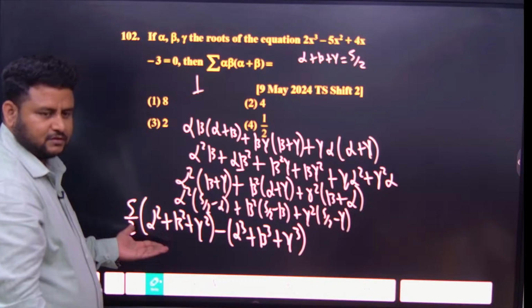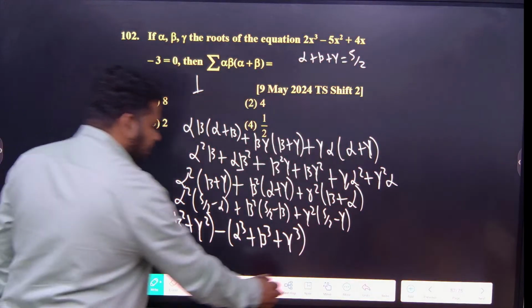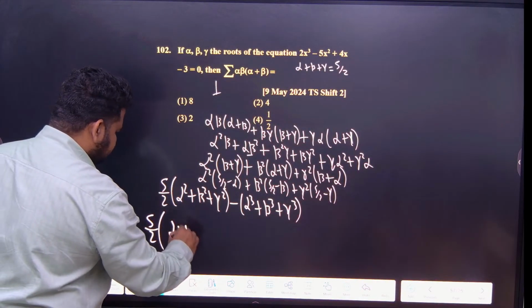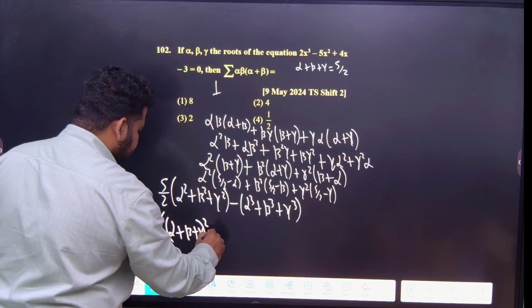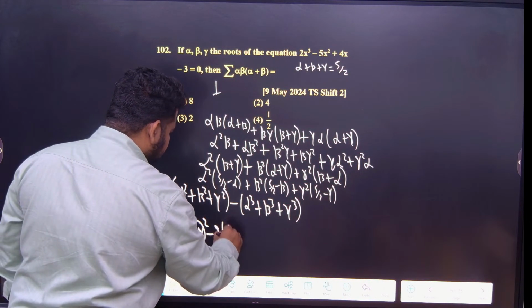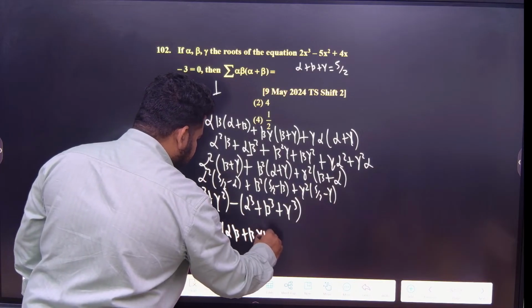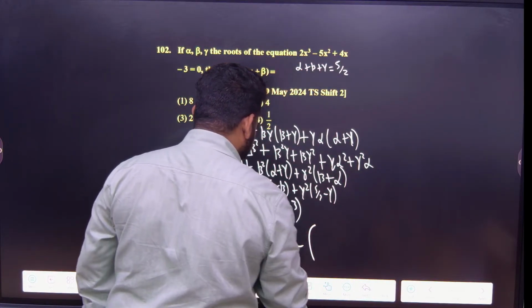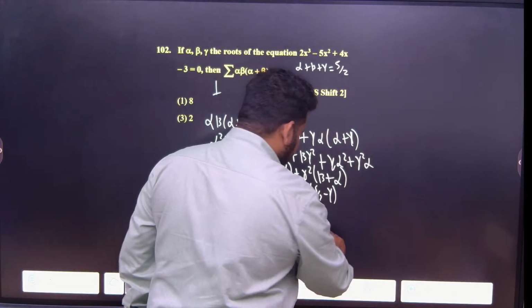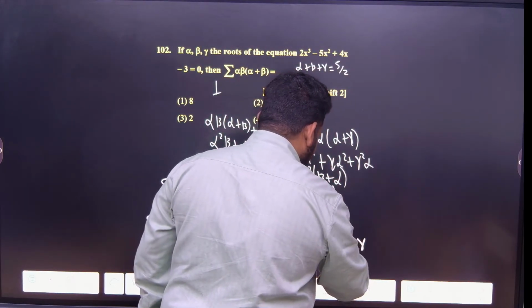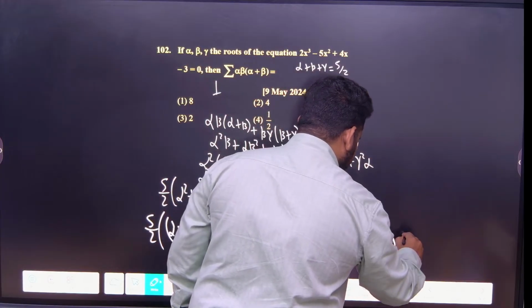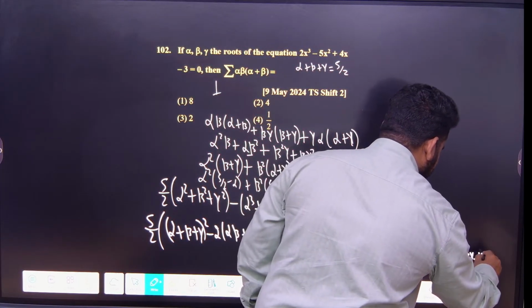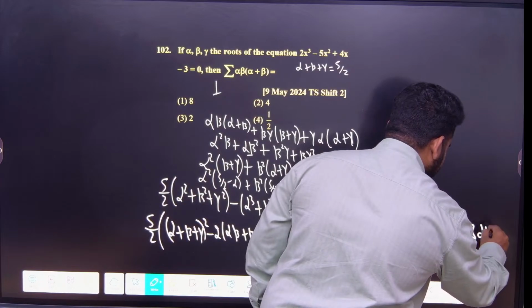So we know this formula. 5 by 2 into alpha square plus beta square plus gamma square. So what we will use? We will use the formula 5 by 2 into alpha plus beta plus gamma whole square minus 2 into alpha beta, beta gamma, gamma alpha. Okay. This is one thing. Minus alpha cube plus beta cube plus gamma cube is what? What is the formula? Alpha plus beta plus gamma into alpha square plus beta square plus gamma square minus alpha beta minus beta gamma minus gamma alpha, plus 3 alpha beta gamma.